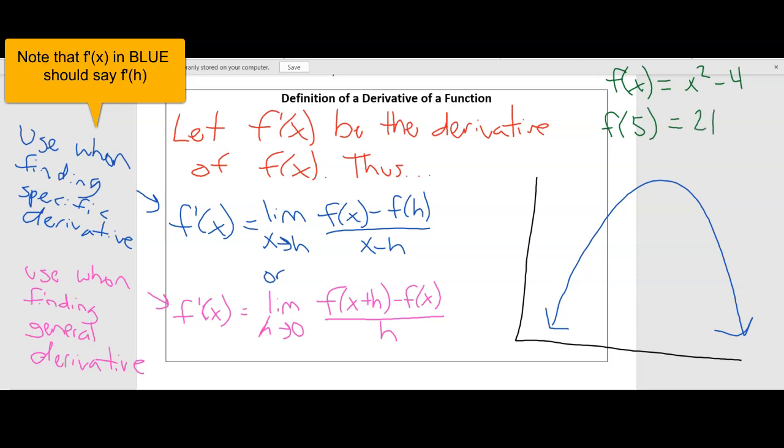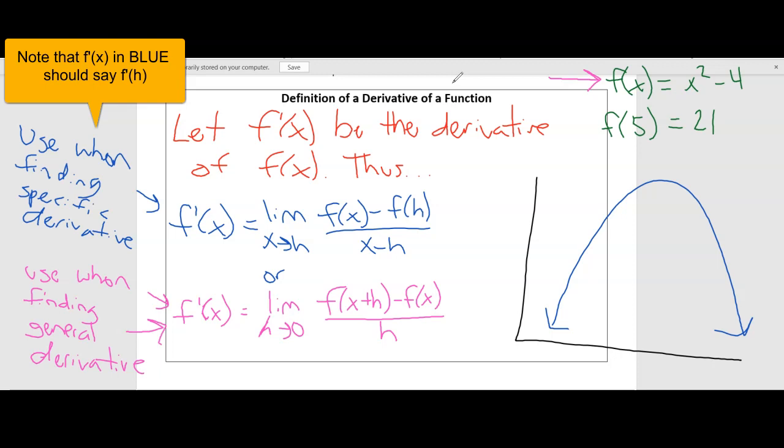So you can have the general function that can be evaluated at any given x value that's in its domain, and you can have the value of a function for the specific x value. So when I'm talking about the pink and I say use that when finding the general derivative, that's what I'm talking about up here. When you want to find the general derivative, the derivative function that can be used to find all the specific derivatives, you may just want to use the pink for now, okay?